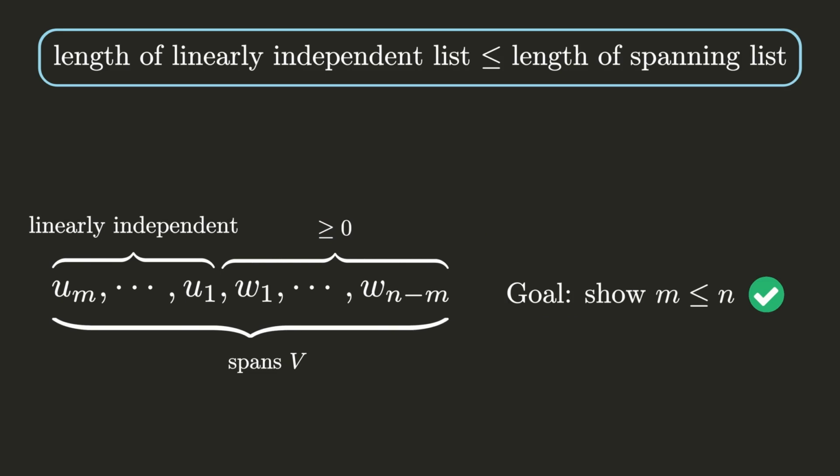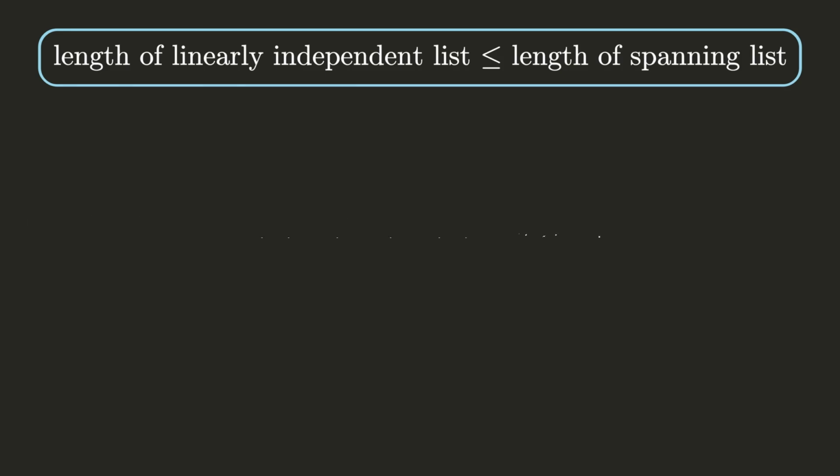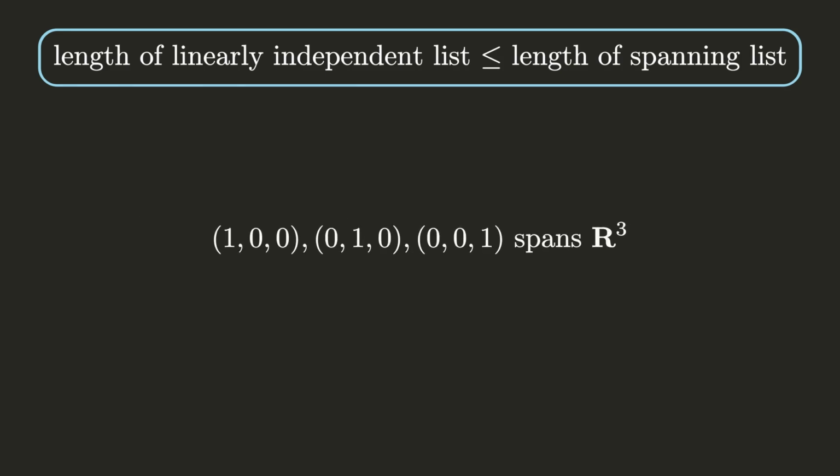So that's how to make sense of this proof. Let's again use an example to make it more concrete. This list of vectors obviously spans R3, so it's a spanning list. By our theorem, any linearly independent list of vectors must be no longer than this list.